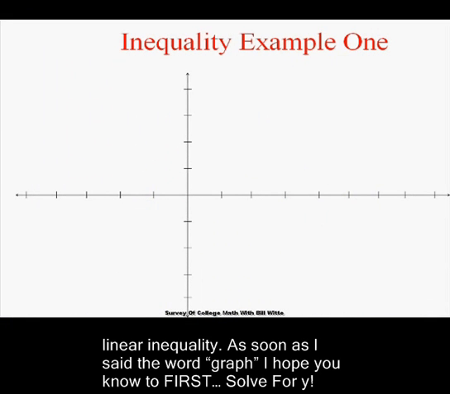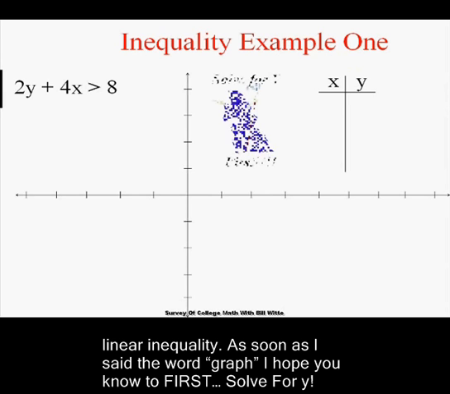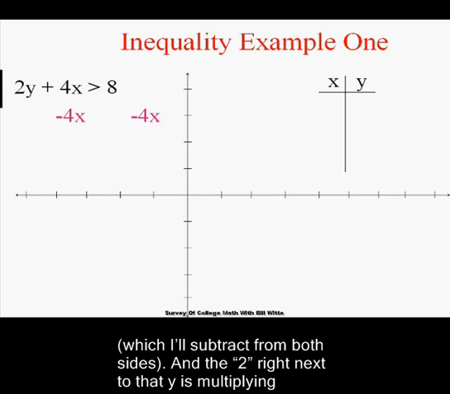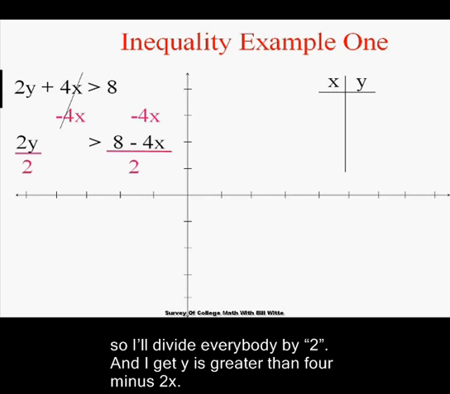Let's try and solve one inequality. We're going to graph an inequality. As soon as I said the word graph, I hope you know I always like you to, one way anyway, get y by itself. Well, let's see who's keeping y from being by itself. The 4x, which I'll subtract from both sides, and the 2 is right next to that y. He's multiplying, so I'll divide. Of course, I got to divide everybody. And I get y is greater than 4 minus 2x.